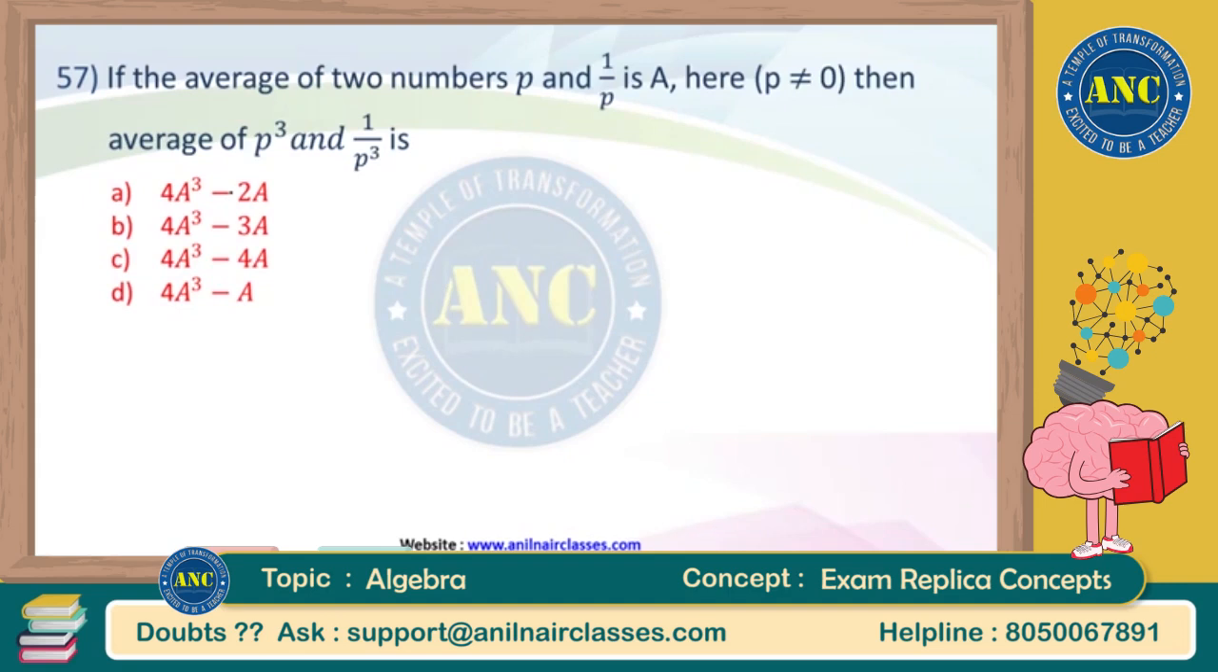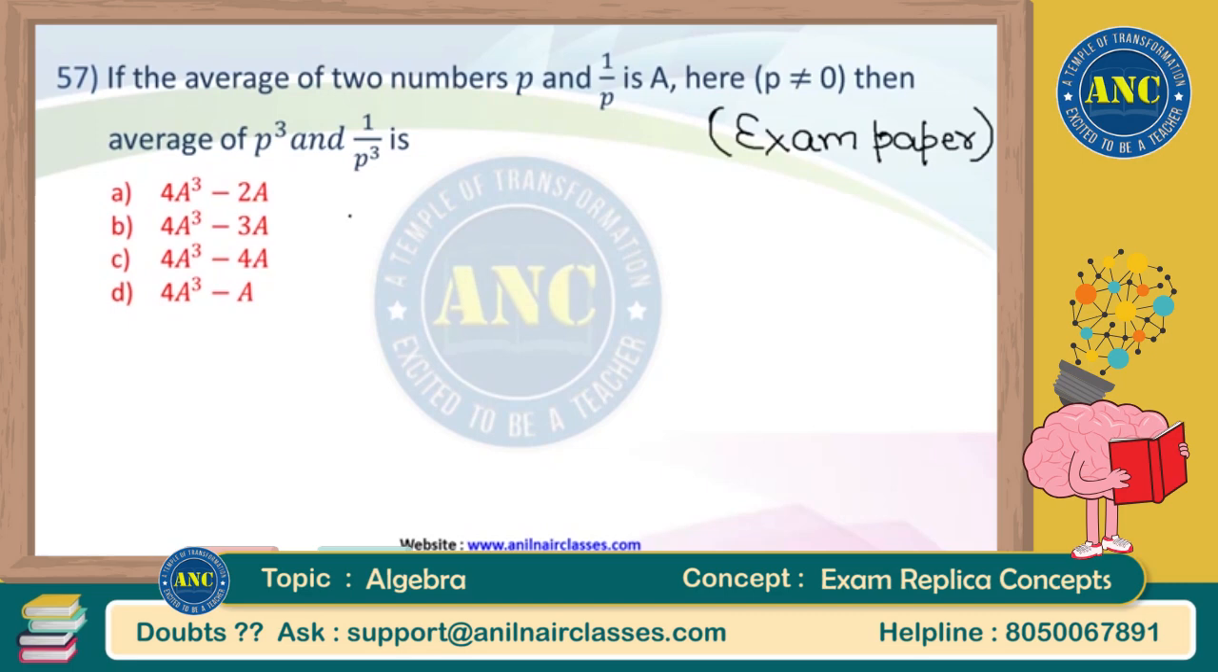Question number 57. Now see here, sir. Very easy question. To be honest, this is an exam paper question, right? Same question I am putting on the screen. I am solving right now. The question is, if the average of two numbers p and 1 by p is a, here p is not equal to 0, then the average of p cube and 1 by p cube is how much?